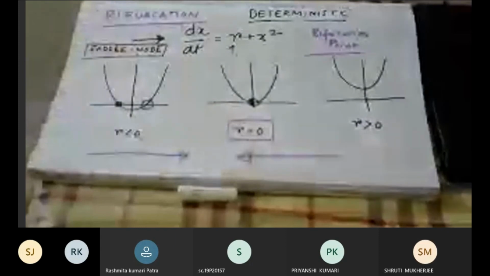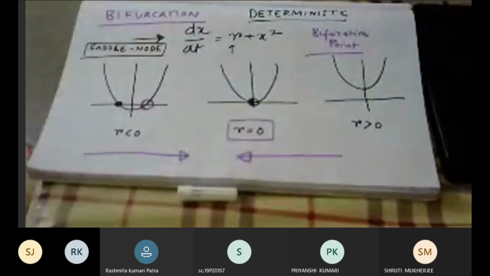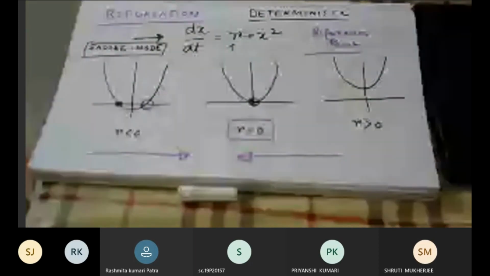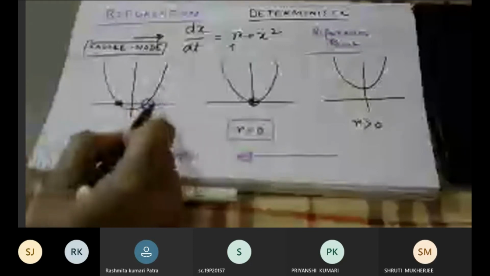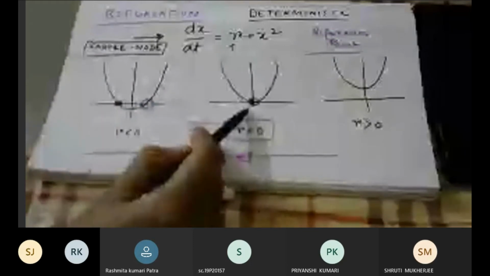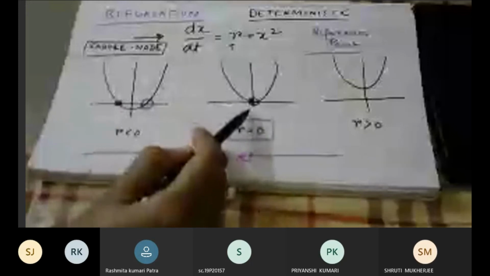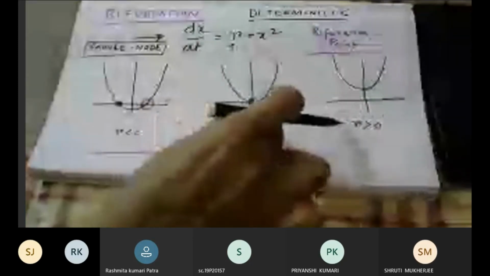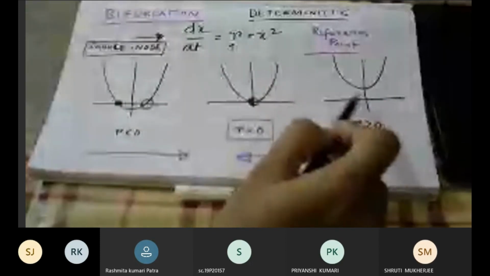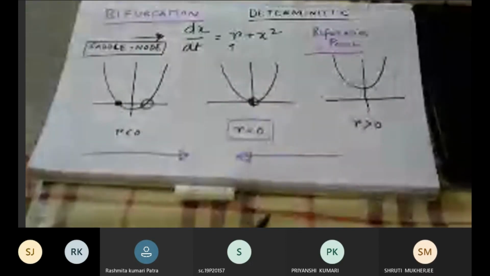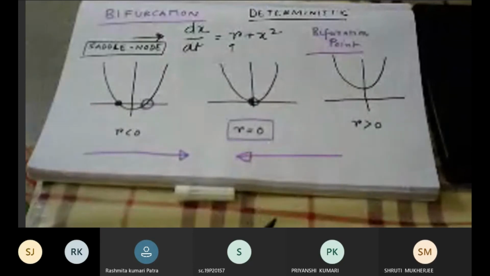So in this way, we have different kinds of bifurcations. In saddle node, the characteristic feature is that you will have one stable and one unstable fixed point, and they will collide into each other as soon as you reach the bifurcation point. From both sides, they will come like this, collide into each other and vanish. None of them will be there. That is the signature of saddle node bifurcation.